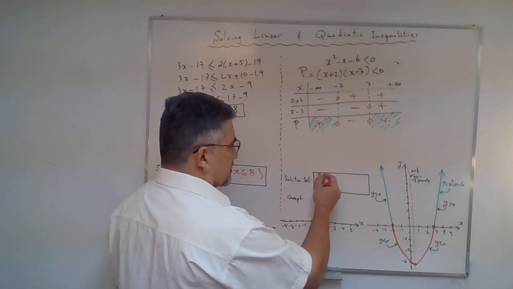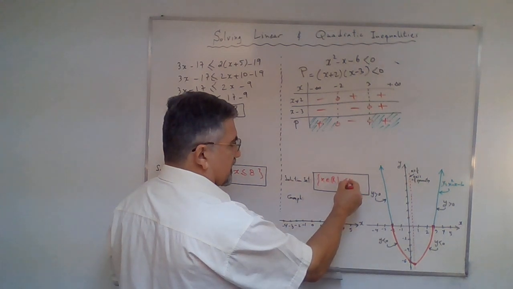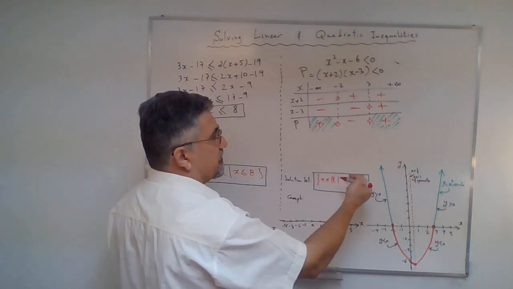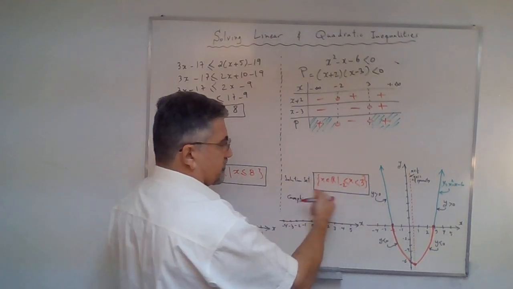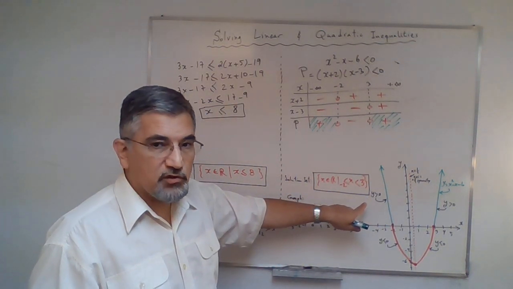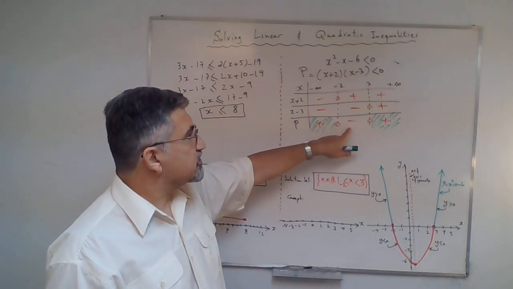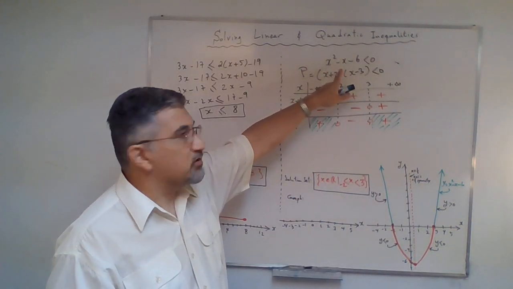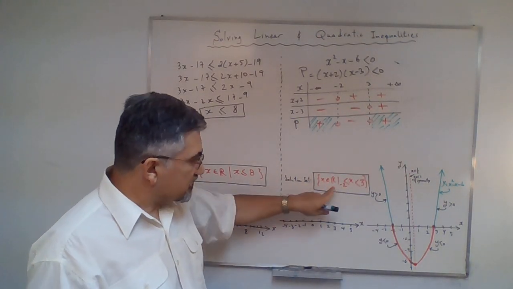So I'm going to say the solution set is all real numbers such that x is trapped in between -2 and +3. So if x is between -2 and 3 exclusive, not inclusive, then we would end up with a negative sign for this quadratic trinomial, and our inequality will definitely be satisfied. So that's the solution set.